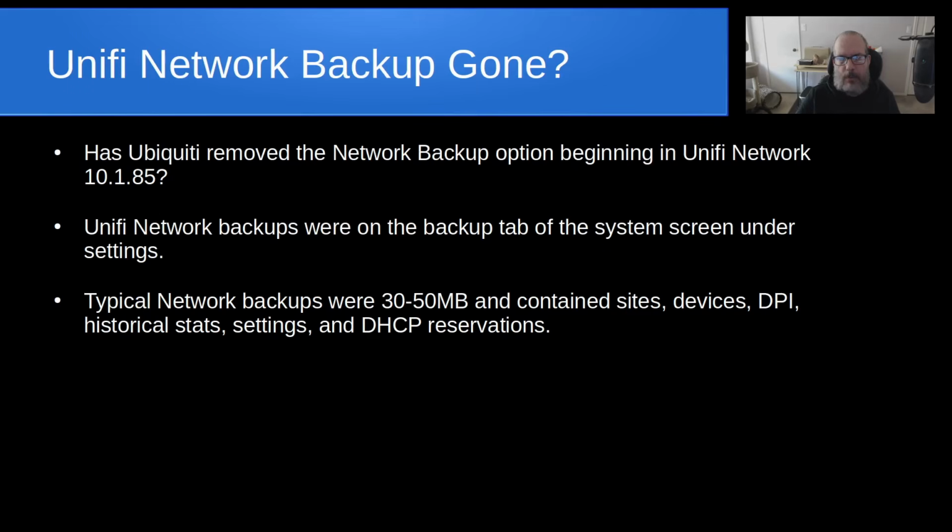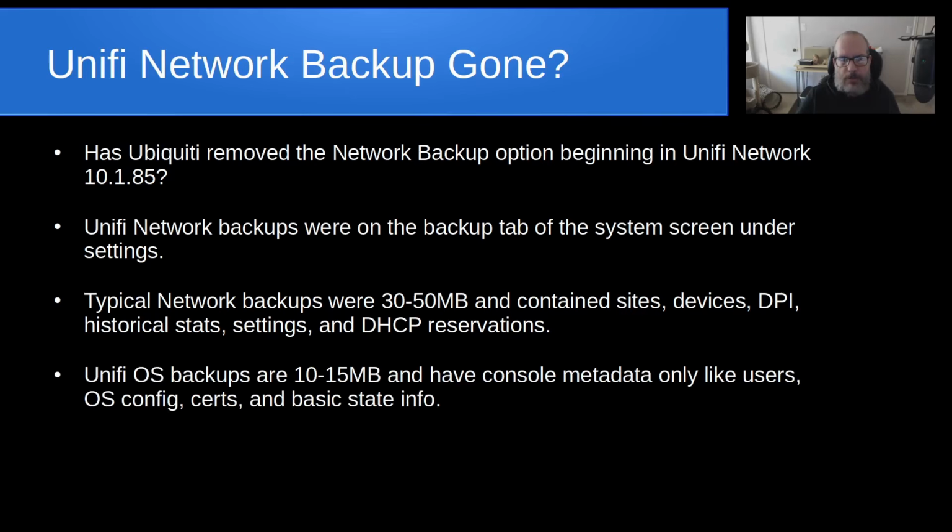Typical network backups were 30 to 50 megabytes in size. They contain things like your sites, your devices, your port settings, maybe historical data like your deep packet inspection data, statistics, settings, and what I consider to be the most important aspect, the DHCP address reservations.